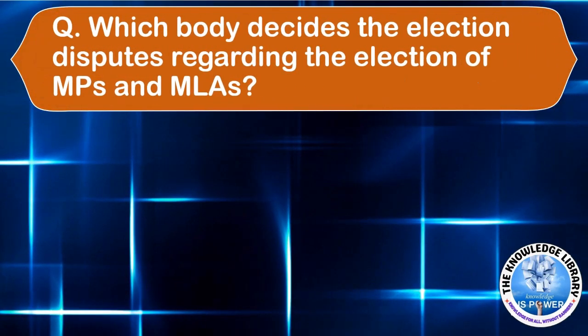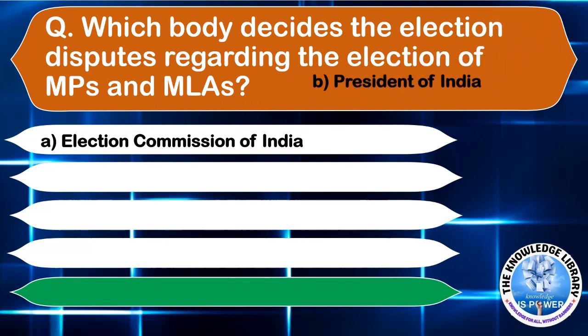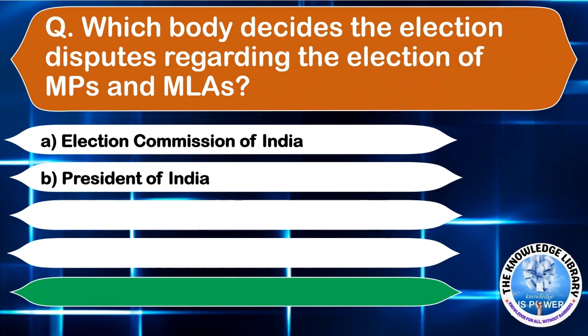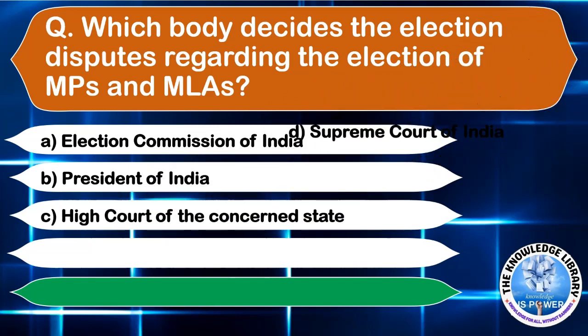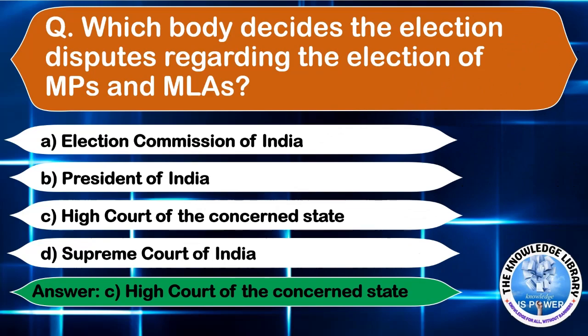Which body decides the election disputes regarding the election of MPs and MLAs? Option A, Election Commission of India. Option B, President of India. Option C, High Court of the concerned state. Or option D, Supreme Court of India. The correct answer is option C, High Court of the concerned state.